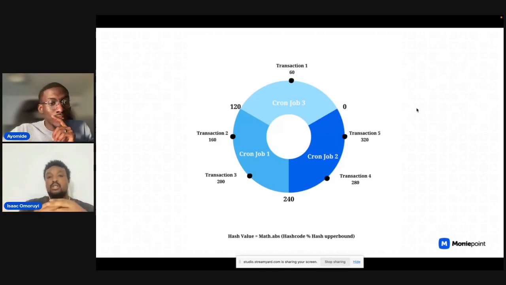So the concept of consistent hashing is this. Let me not say the concept. How we implemented this into our system is this. Look at this circle. In this circle, you can see that the circle is divided into three parts.